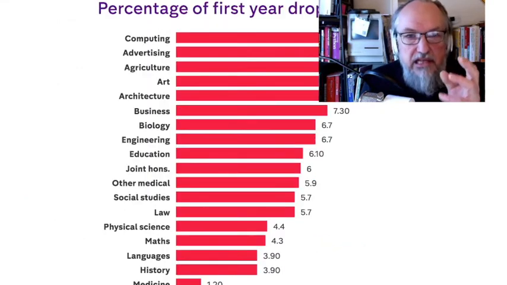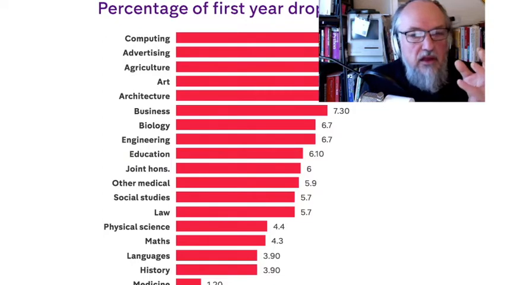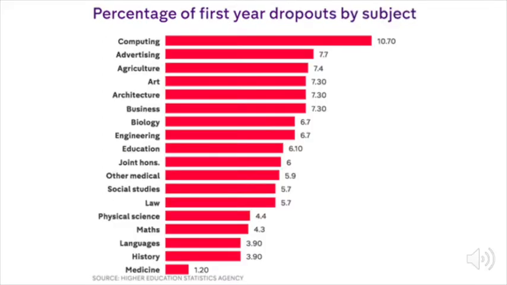But there is a price to be paid. Computing, historically and universally across every university, has the largest number of student dropouts. Look at medicine at the bottom there. Medicine has the lowest dropout. Why? Because people expect medicine to be difficult. People walk in and they do not expect computing to be difficult.